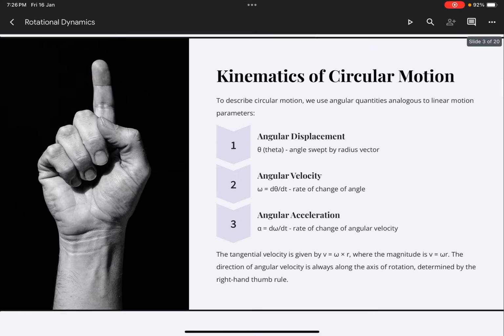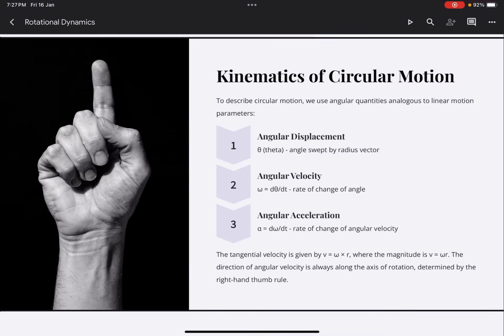The kinematics of circular motion: if you want to describe circular motion, then we need to use some terms which are analogous to linear motion. In linear motion we have displacement, in circular motion you have angular displacement. In linear motion you have velocity, in circular motion we have angular velocity, and similarly we have angular acceleration. Generally angular displacement is denoted by theta, angular velocity by omega, and angular acceleration by alpha. So omega is d theta by dt, alpha is d omega by dt.